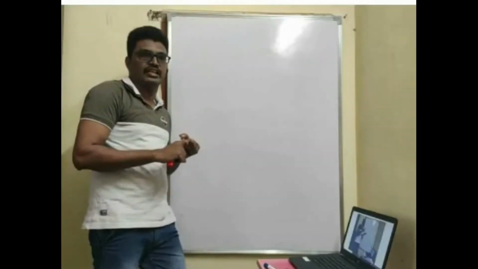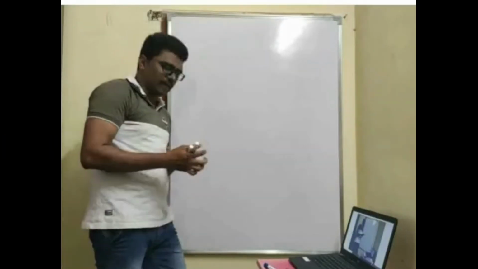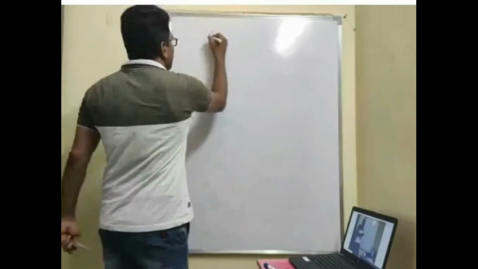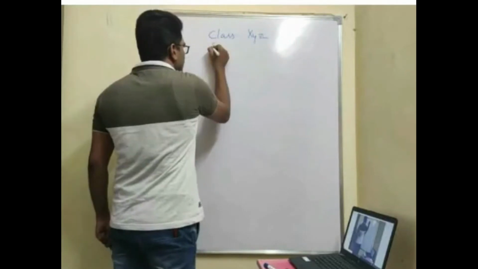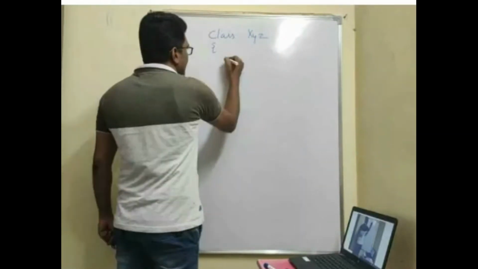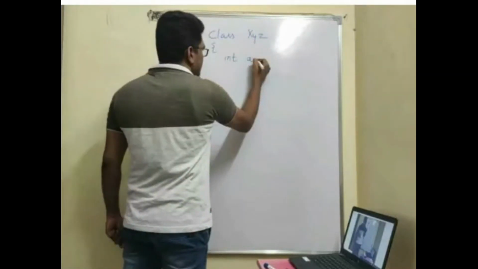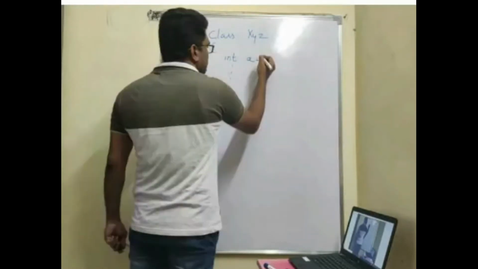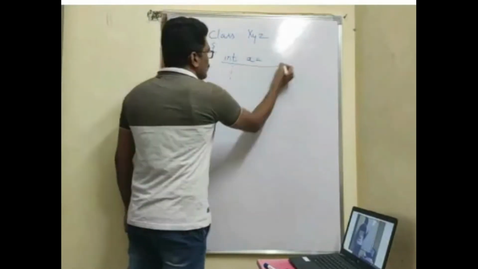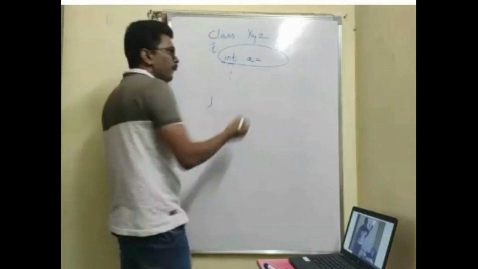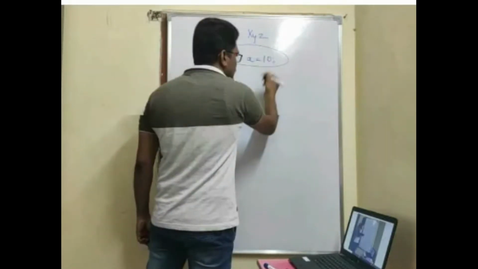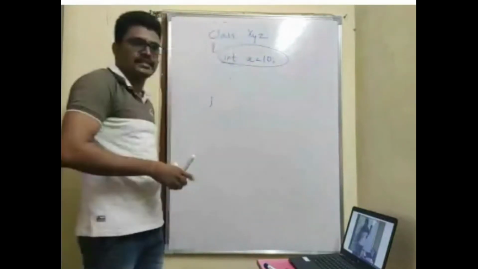For example, I have a class like this, some class XYZ. I have a variable like this, or I can have any number of variables. So now I want to give value to this variable, or I want to initialize this variable. One way is I can directly initialize the value to a class variable.